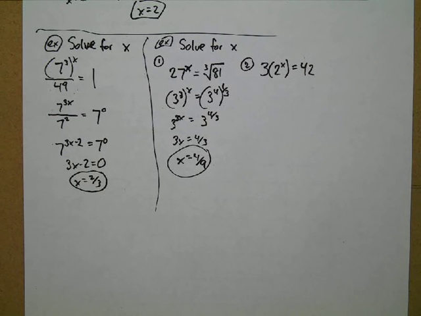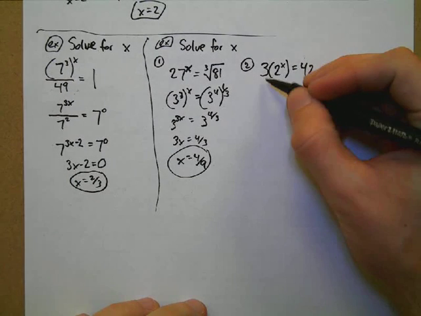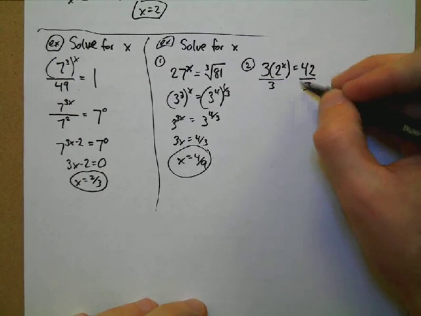So rather than using your calculator, we can divide both sides by 3, for example, right? This is like solving an equation. We want to get the x by itself, so let's get rid of that 3 because it's 3 times 2 to the x. So divide both sides by 3. We're left with 2 to the x equals, let's see, 42 divided by 3 is 14.